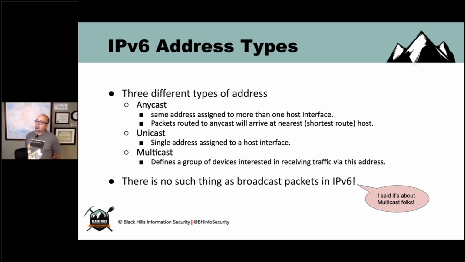IPv6 address types. There are 3 different types of address: Anycast, Unicast, and Multicast. Anycast is pretty much the same as Unicast. It's the same address assigned to more than one host interface, and any packets routed to Anycast will arrive at the nearest or the shortest route to that particular interface on the network. Unicast is a single address assigned to a host interface. No surprise there. Multicast defines a group of devices interested in receiving traffic via this address.